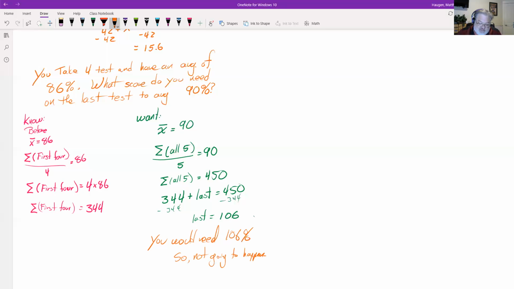Now, we knew it was going to have to be a good score, right? Because we had to have that percentage go from something lower to something higher. And averaging 86 on 4 tests, how much can one test help us out? Apparently not enough.